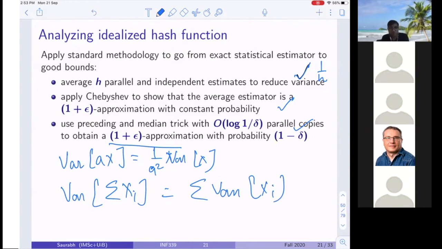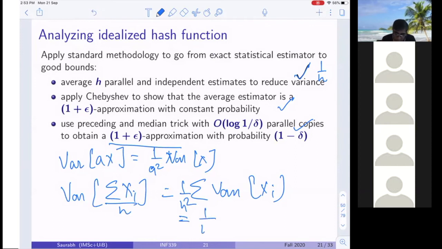So here you are going to return the sum of the Xi divided by H. So this becomes 1 over H squared times the variance of the sum. Because they are parallel copies, it is 1 over H squared times H times the variance of X, which is the variance of X by H. So if you had a normal estimator with some variance, then by making H copies, you reduce its variance by a factor of H. This is a usual trick. It is not about this problem or that problem, it's a problem-independent thing. So let's just try this.